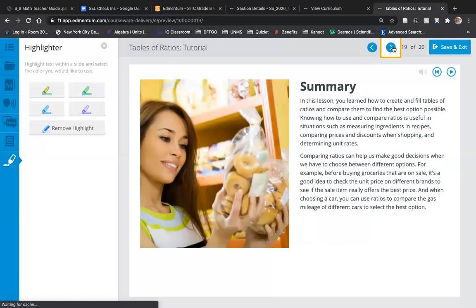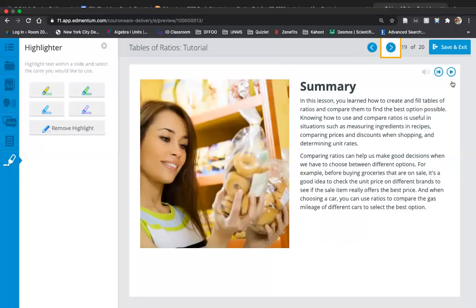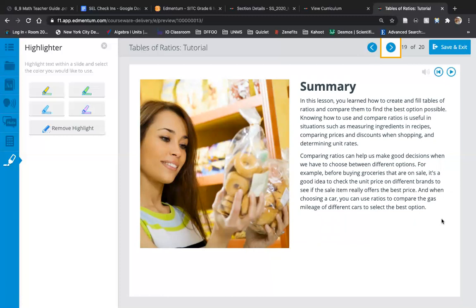And I believe we're pretty much done here. We're up to the summary slide. So summary, it says, in this lesson, we learned how to create and fill tables of ratios and how to compare them to find the best option possible. Knowing how to use and compare ratios is useful in situations such as measuring ingredients in recipes, comparing prices and discounts when shopping, and determining unit rates. Comparing ratios can help us make good decisions when we have to choose between different options. For example, before buying groceries that are on sale, it's a good idea to check the unit price on different brands to see if the item really offers the best price.